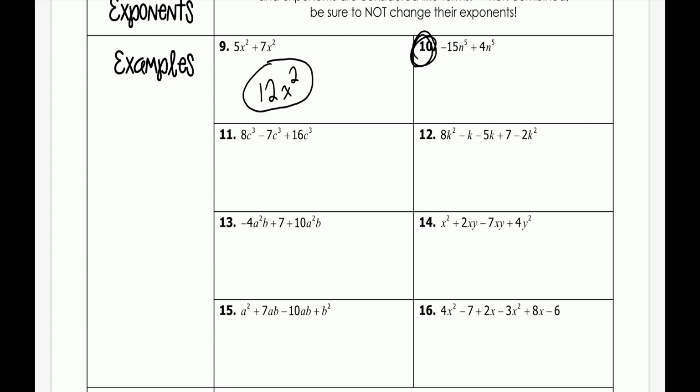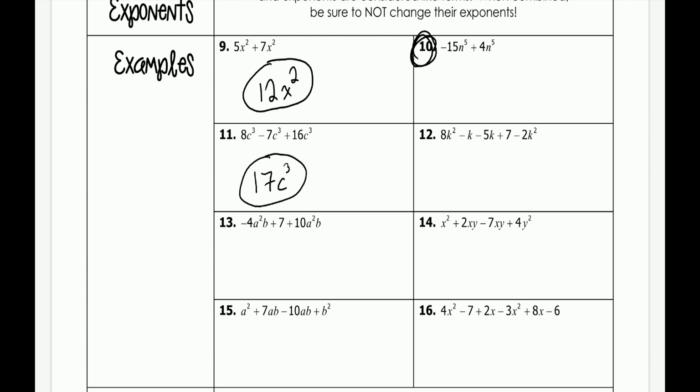So we have 8 minus 7 plus 16. And if we do that, we have 8 minus 7 is 1, and 1 plus 16 gives us 17. The variable we were working with was c, and the exponent on c was cubed. And that's our final answer for number 11.